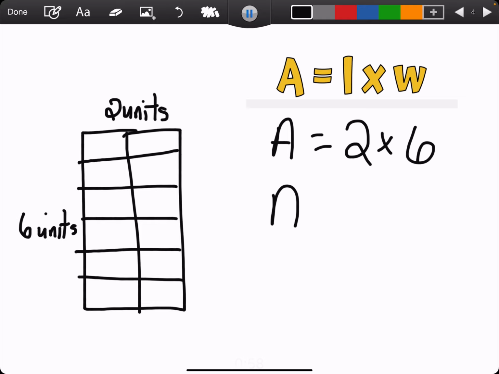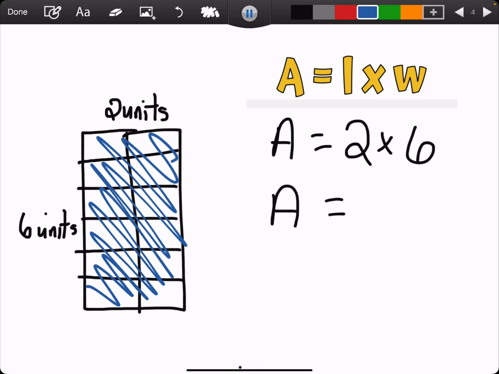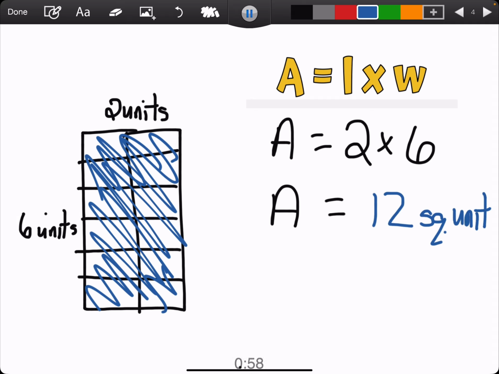Now, what am I finding when I find the area? I am not finding the distance around the outside of the shape. I am finding the distance inside the shape, so everything inside. I'm shading the whole inside blue. That is the area, everything on the inside. And 2 times 6 is 12. We will go over this in class. That is 12 square units. That's how you find the area: length times width.